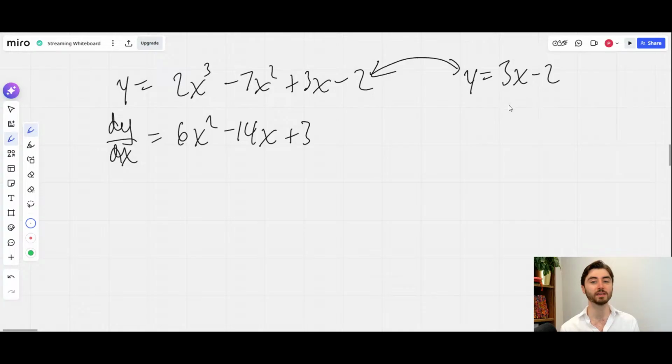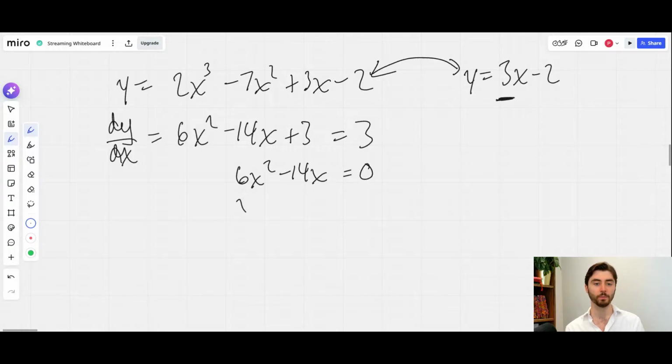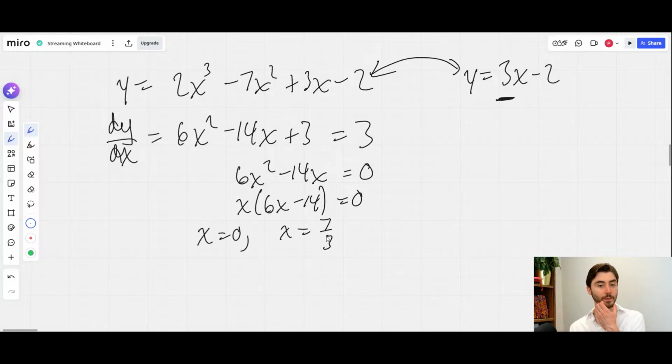But what does this tell us? Well, this tells us that the gradient of the tangent at that point is 3. So we can plug that in here and solve for x. So where is the gradient equal to 3? Well, that's when 6x squared minus 14x is equal to 0, which means you can take an x out and get 6x minus 14 equals 0. So either x is equal to 0 or x is equal to 7 over 3.